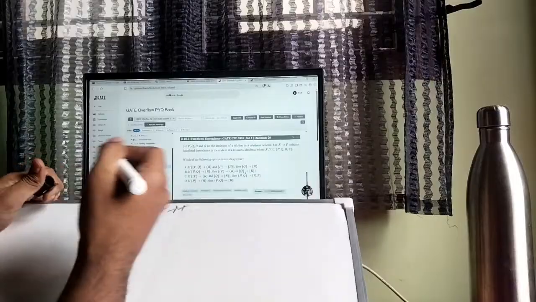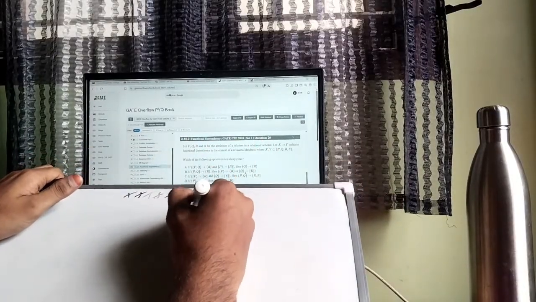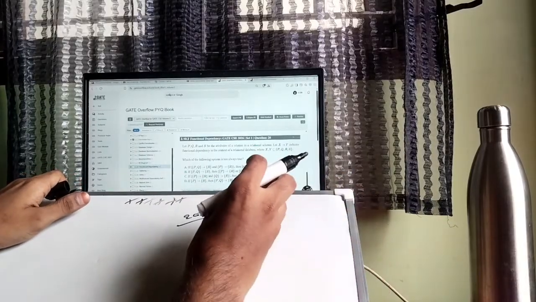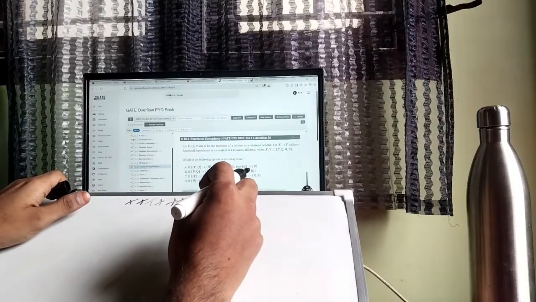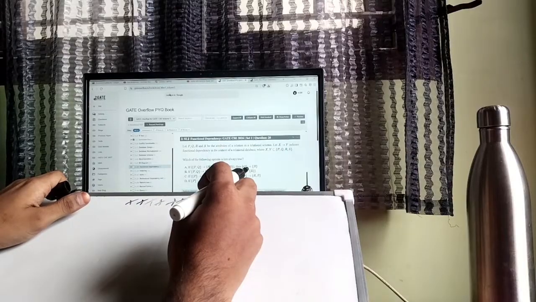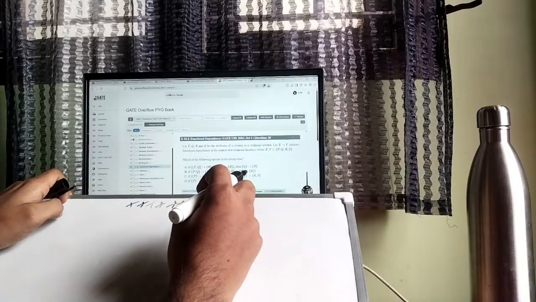So what is question number 1? It is a GATE 2026 question, Set 1. Let PQRS be the attributes of a relation schema. X tends to Y indicates a functional dependency in the context of the relation. Which of the following is always true?